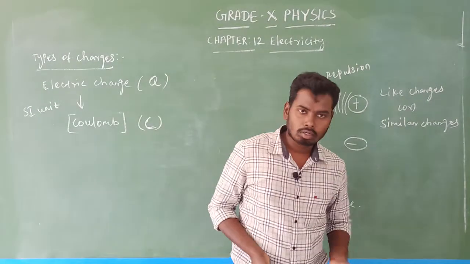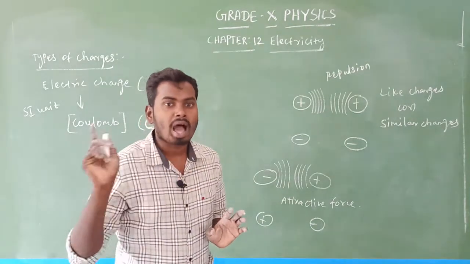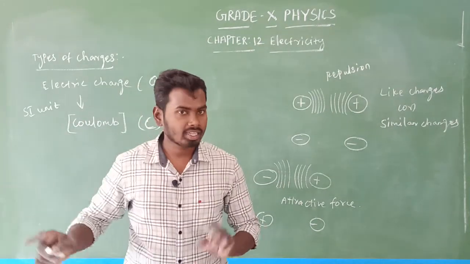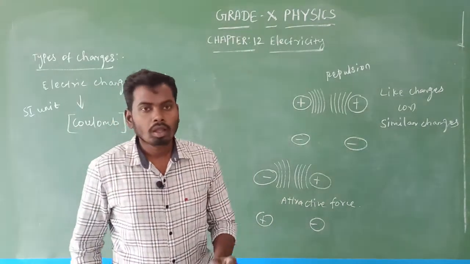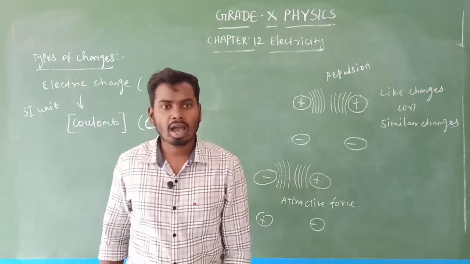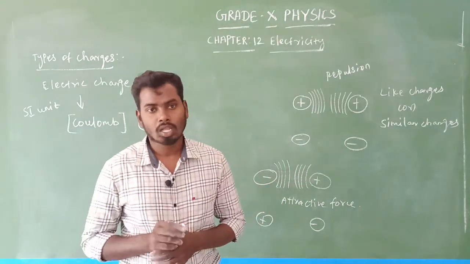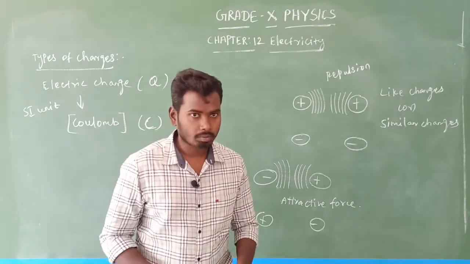Look here. In this world, everything is made up of atoms. Already we know very well. An atom contains 3 elementary particles: proton, electron, neutron. Is it clear? Yes. Every atom, which means every object, has some charge.